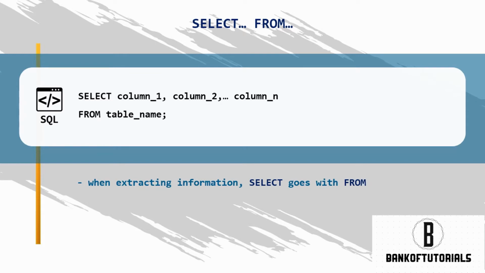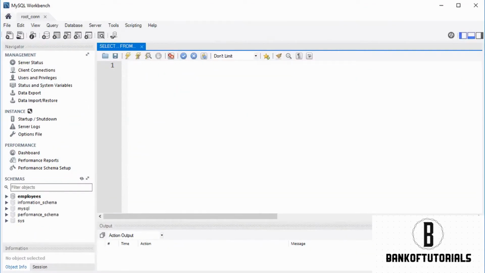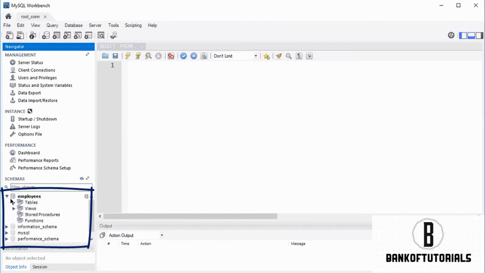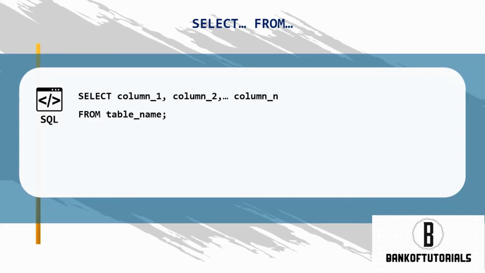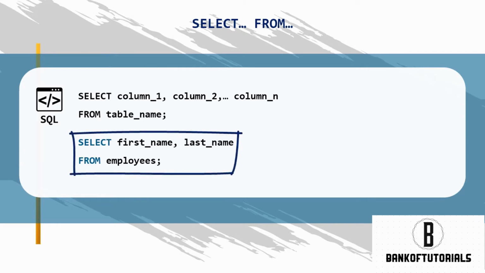Now, when we expand the table section of the employees database, we can see there are 6 tables in this database. Lovely! Then we can expand the employees table, for instance, and see the columns section comprises 6 columns. Perfect! Assume you are interested in exploring the names of all employees. How can you do that? With the select statement. Abiding by the above-mentioned syntax, select first name, last name, from employees.